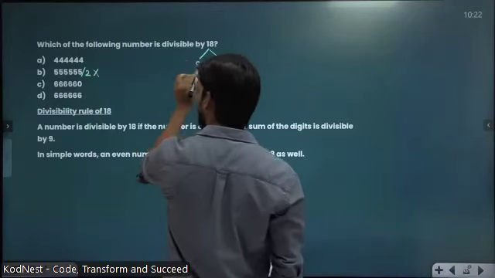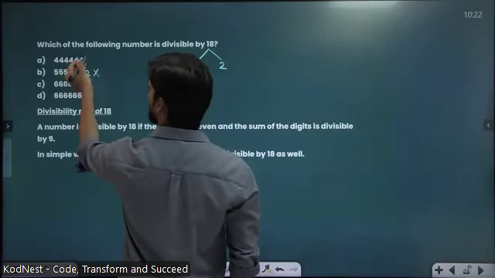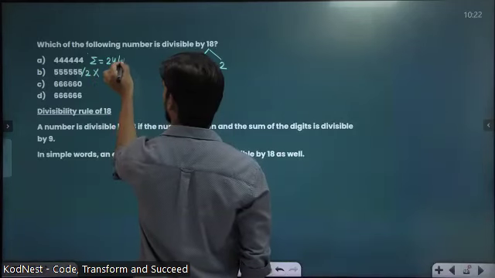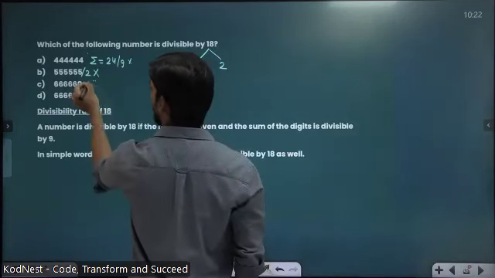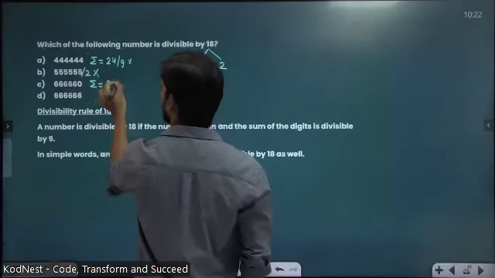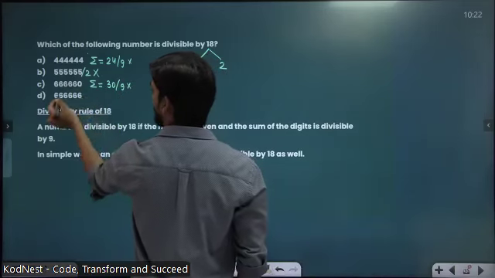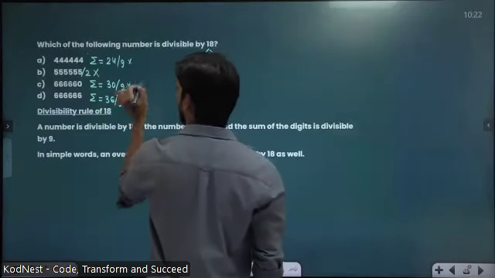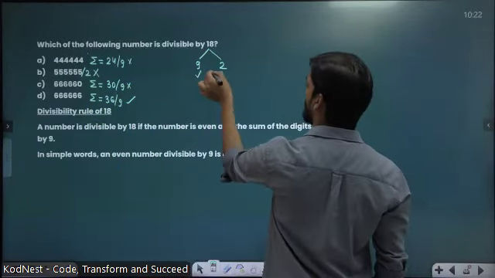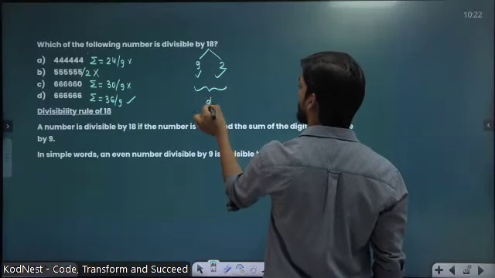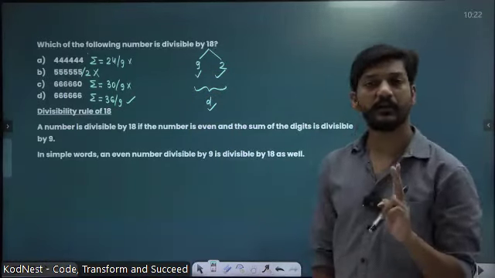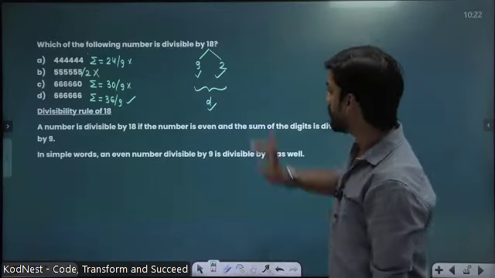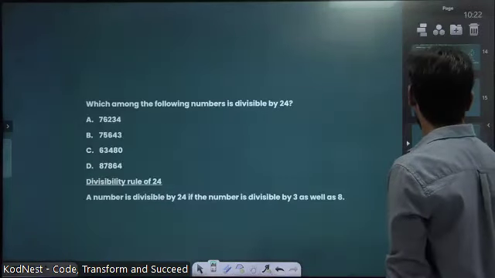Now check with 9. For that, I will check the sum of digits. So this will give you sum as 24. So not divisible by 9. This will give you sum as 30. So not divisible by 9. This will give you 36. So divisible by 9. Okay, so D option is divisible by both. So D option is correct. So like that, we will have to check with the 2 numbers or 3 numbers based on the divisibility rule. Next one.